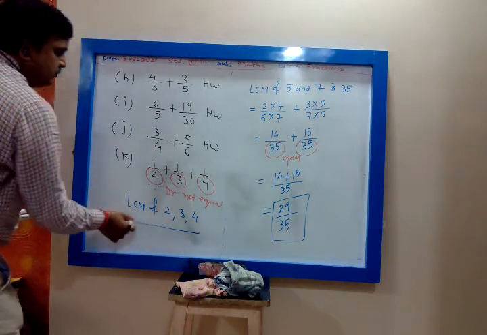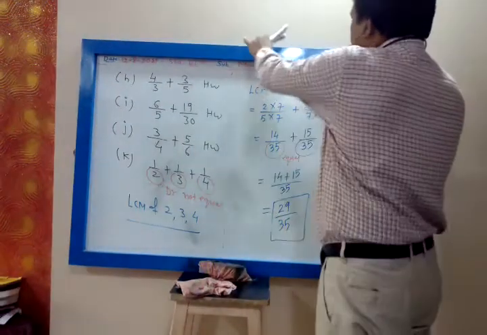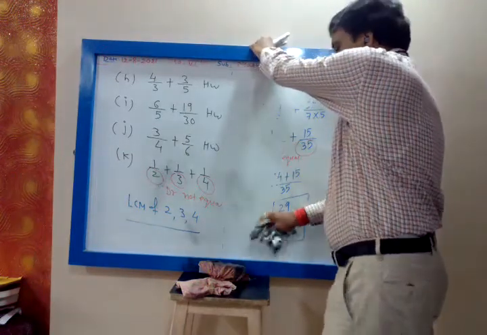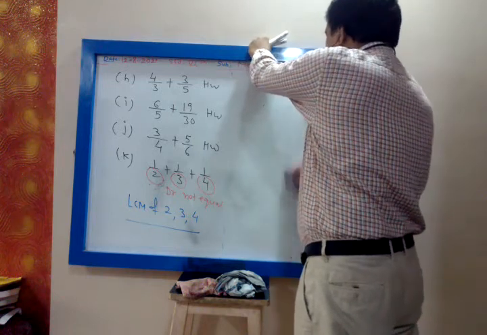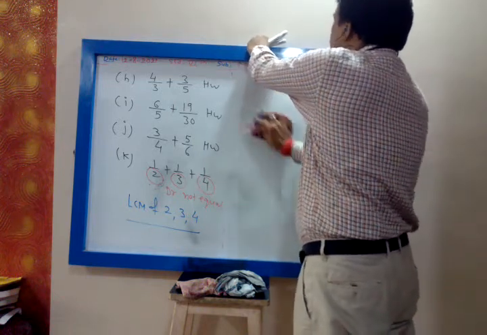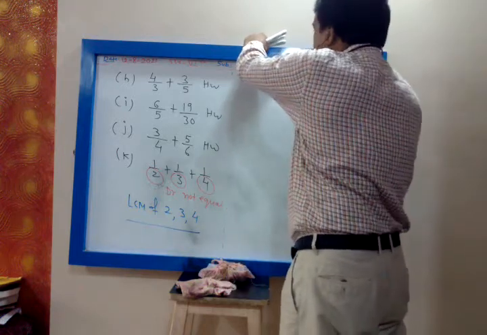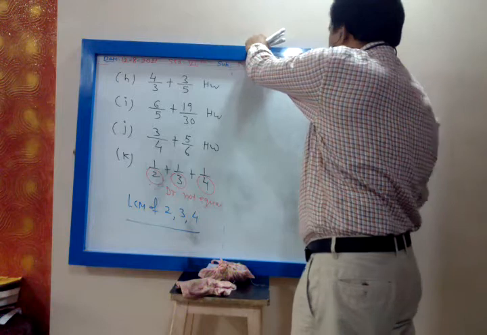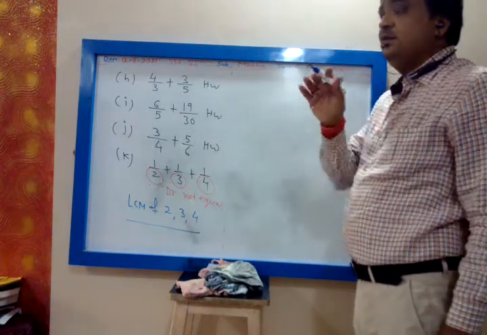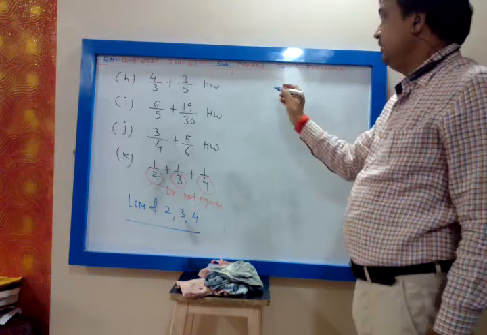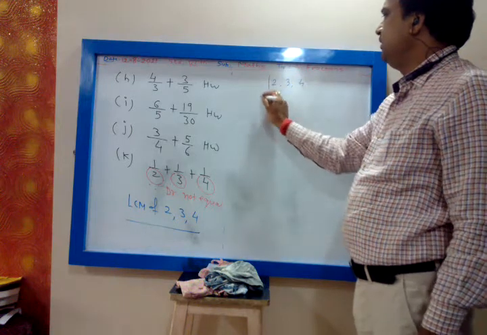We find LCM of 2, 3, 4 by division method. Now all are not prime numbers, my dear, so you have to use the division method. 2, 3, 4 are not prime numbers. Least common multiple means the smallest number which is divisible by 2, 3, 4. What is the smallest number which is divisible by 2, 3, 4? Not 2, my dear. Let us do the division method.